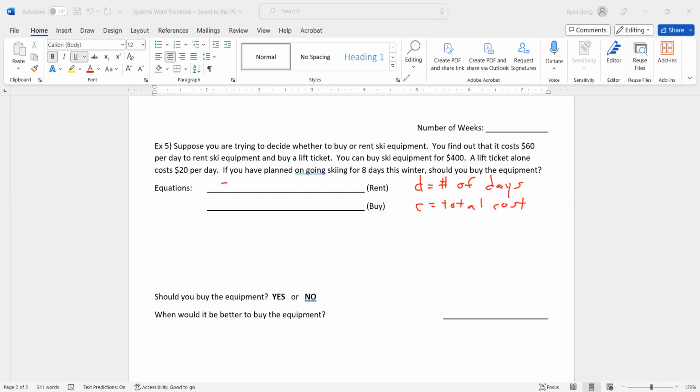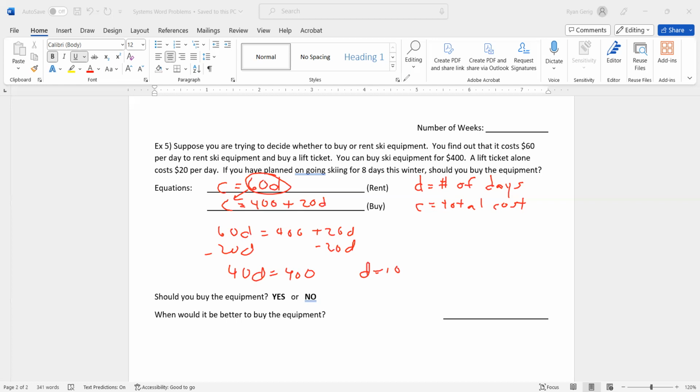So let's look at the total cost for renting. For renting, it's $60 per day. That's it. For buying, the cost is $400 for the equipment, plus $20 per day for the lift ticket. This is very similar to number 4. I can take 60D, put it in for C, and solve this for D. So subtract 20D. I get 40D equals 400. D equals 10. So what does that mean? That means at 10 days of skiing, the cost is going to be the same.